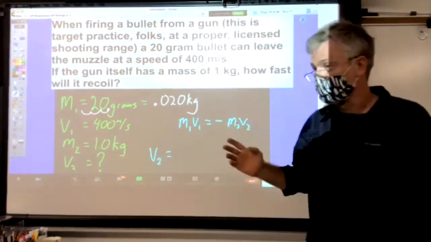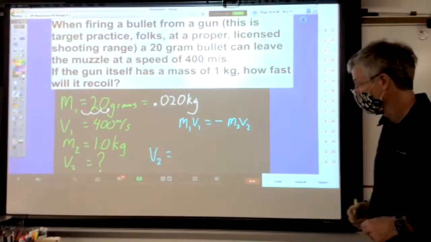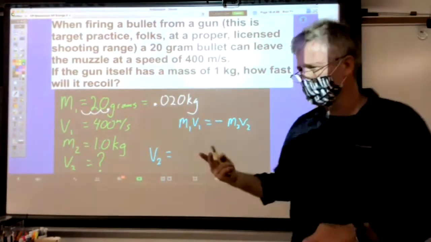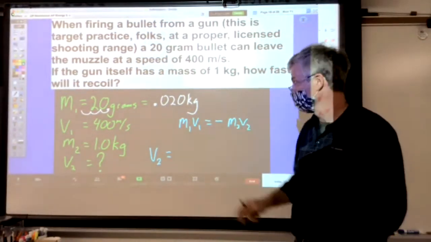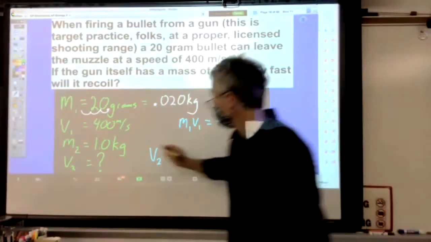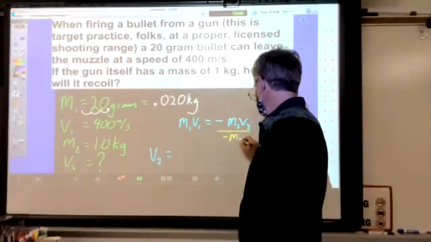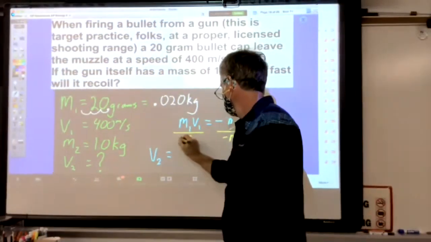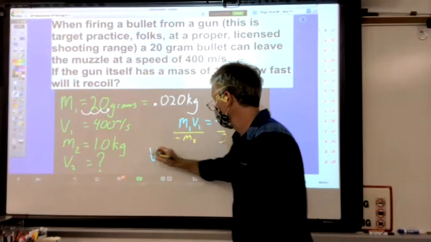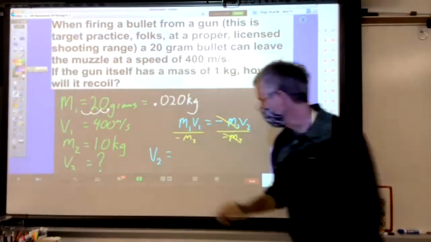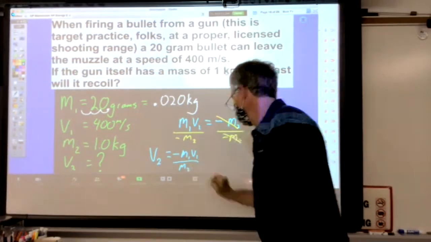So you can also do it in a single step. Just divide both sides by negative M2. That's exactly the same thing, but it looks like what you said is actually correct. But thinking of just divide both sides by negative M2, one step. So if you divide both sides by negative M2, negative M2 cancels out over here, and you get V2 is negative M1 V1 over M2.